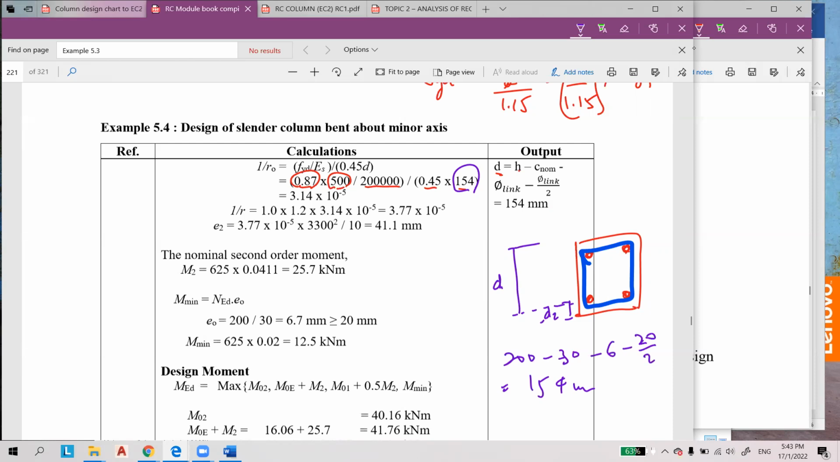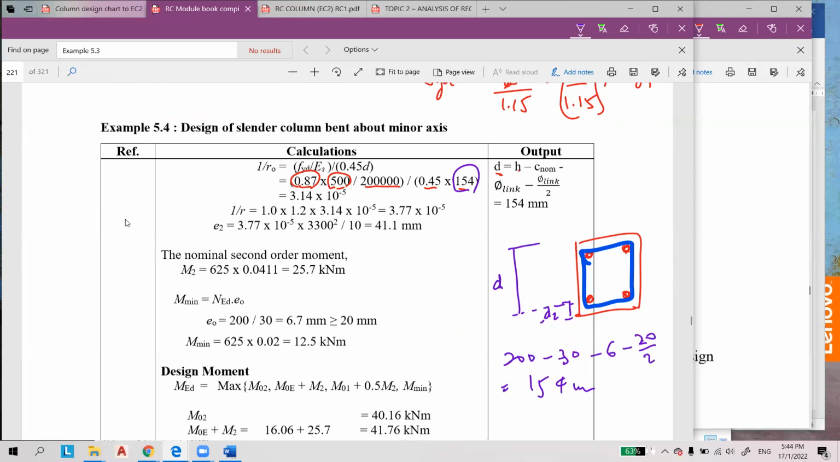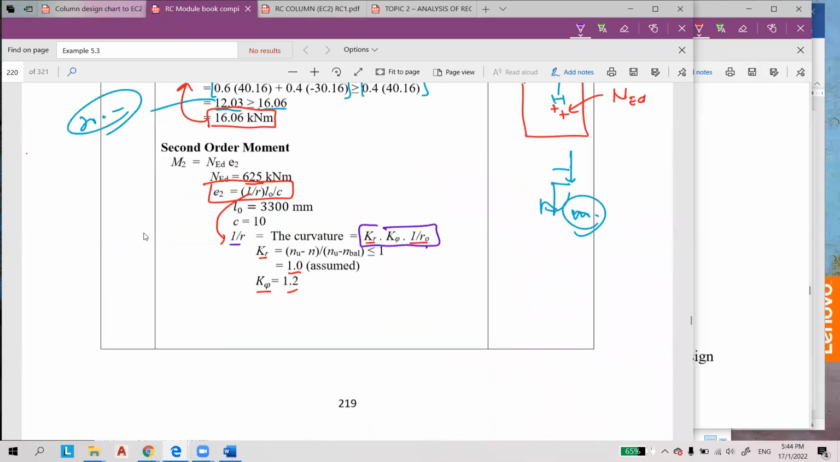Then 1 over R is here. You use this equation. 1 over R is the curvature, KR times K phi times 1 over R naught. This is the KR, this is the K phi, and this is the 1 over R naught. So you can get 1 over R is equal to 3.77 times 10 to the power of -5. So E2 is equal to, you refer back to these equations, 1 over R times L naught over C.